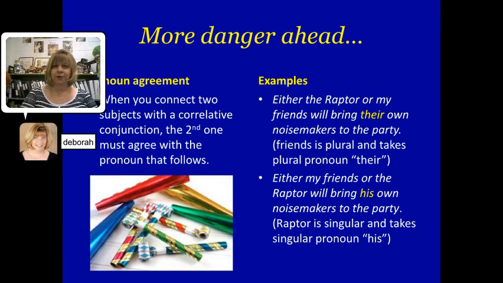Just as with the rule on subjects and verbs having to agree with conjunctions, you also want to be careful about pronouns and antecedents. If you're connecting two subjects with a correlative or coordinating conjunction, the second one has to agree with the pronoun that follows. So, either the raptor or my friends, plural, will bring their own noisemakers to the party. Since friends is closer and it's plural, it's going to take the plural pronoun there. But if you reverse that and said either my friends or the raptor, you would say would bring his own noisemakers to the party. Raptor in this case is singular and would take the singular pronoun his. So it's either one of my friends or the raptor will bring his one noisemaker to the party.